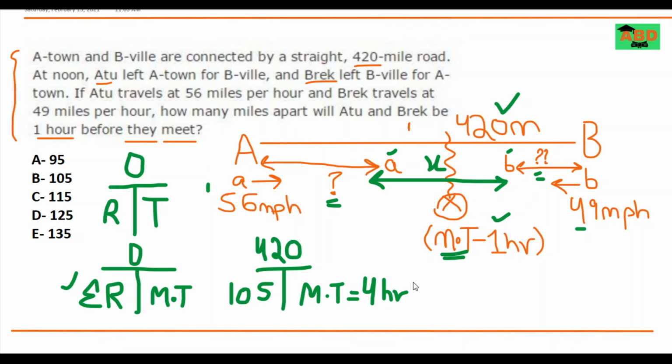However, this is not what I'm interested in. The question is basically asking me to subtract 1 from the meetup time, which is basically gonna give me 3 hours. 3 hours. So now that I have a time, all I need to do is find this question mark, this distance. So I have a rate for A, I have the time, I can find this question mark, this distance.